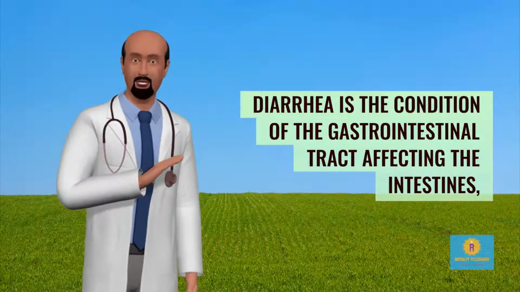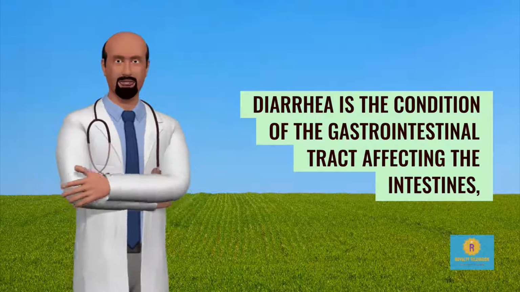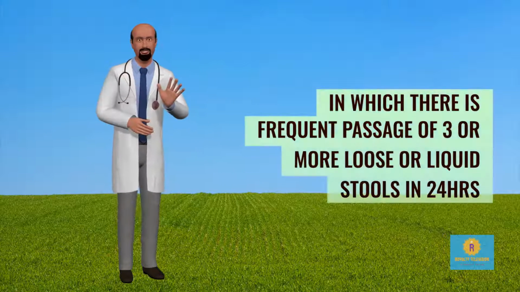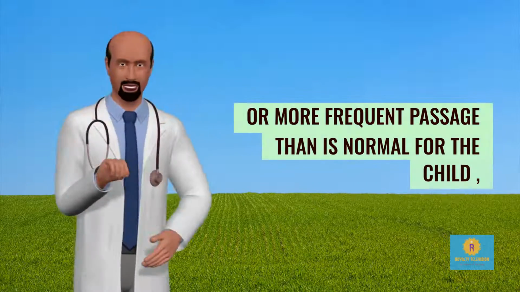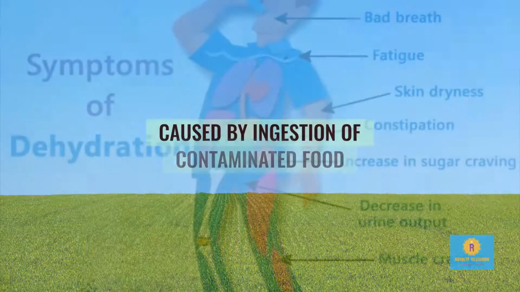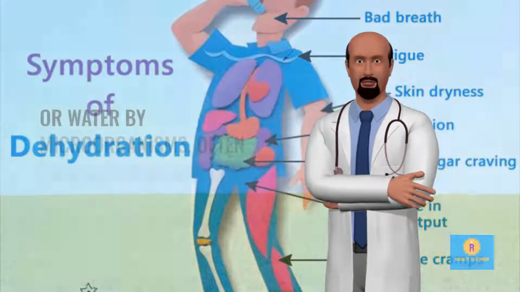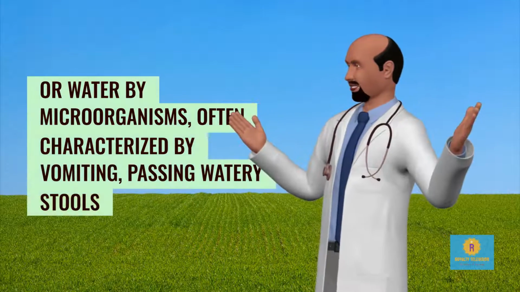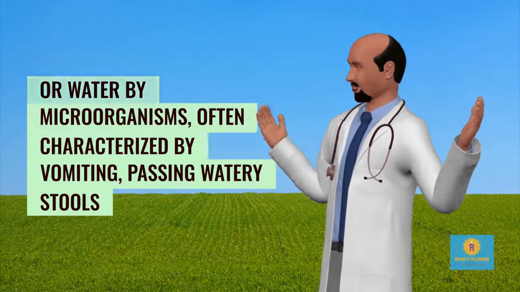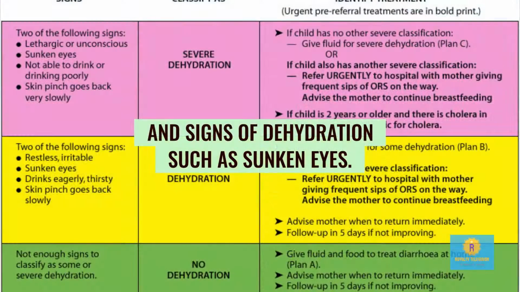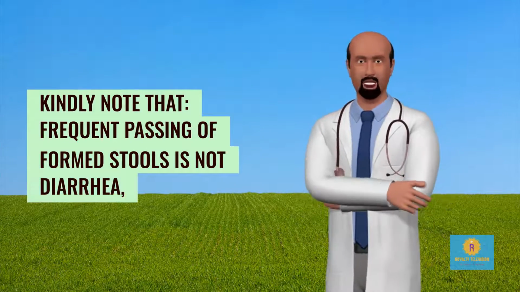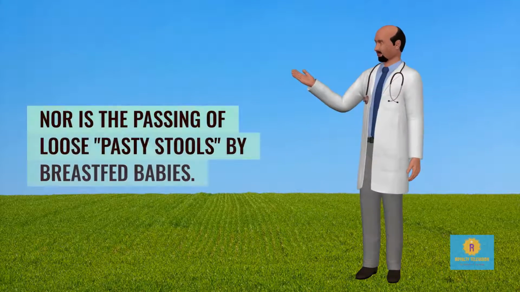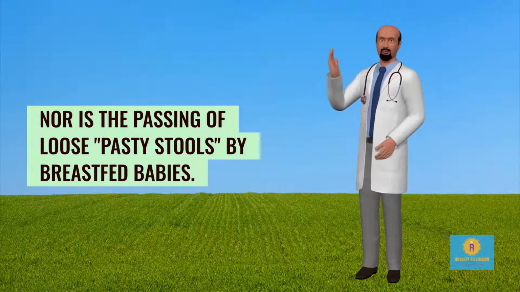Diarrhea is the condition of the gastrointestinal tract affecting the intestines, in which there is frequent passage of 3 or more loose or liquid stools in 24 hours, or more frequent passage than is normal for the child, caused by ingestion of contaminated food or water by microorganisms, often characterized by vomiting, passing watery stools and signs of dehydration such as sunken eyes. Kindly note that frequent passing of formed stools is not diarrhea, nor is the passing of loose pasty stools by breastfed babies.